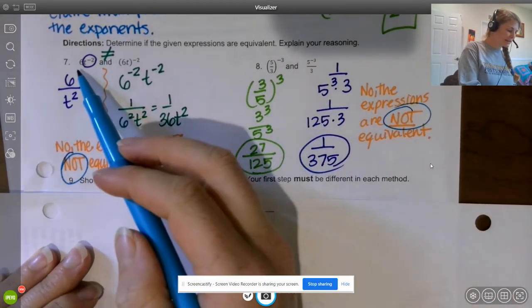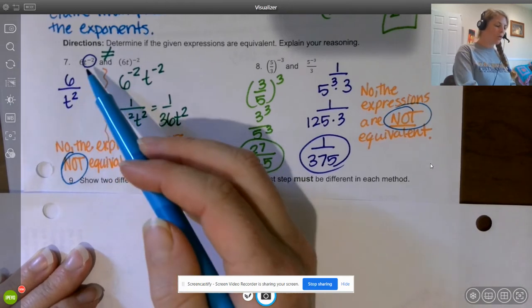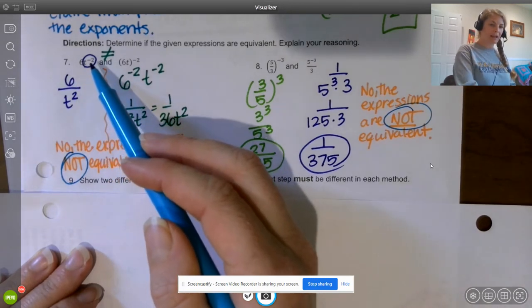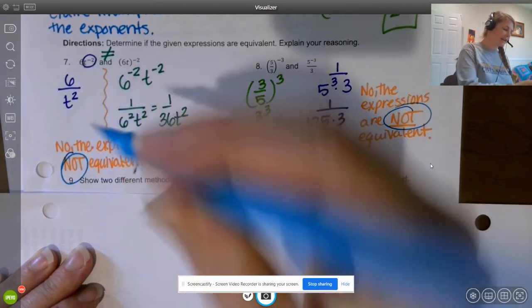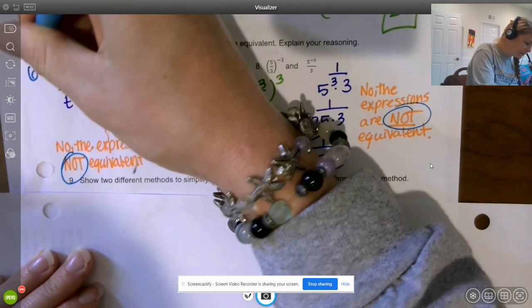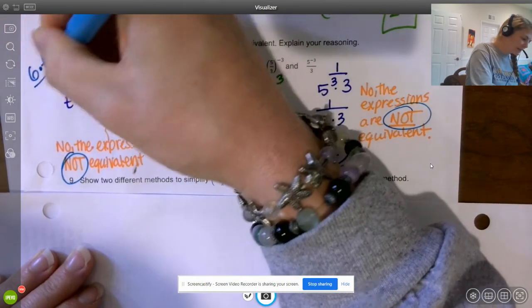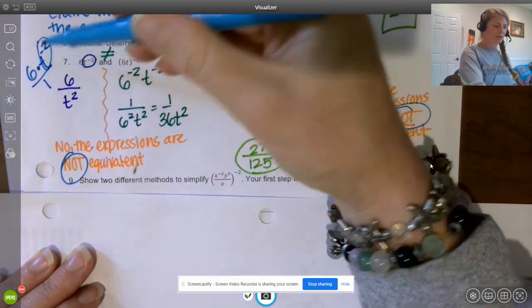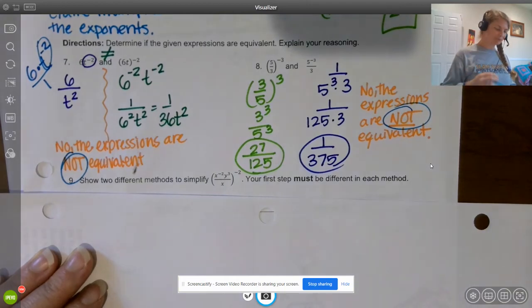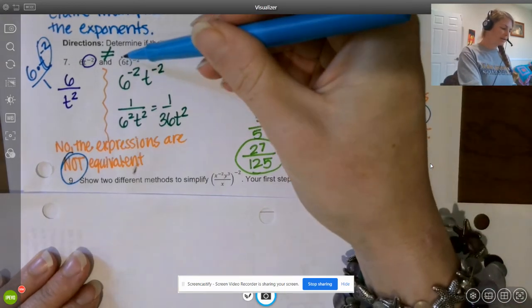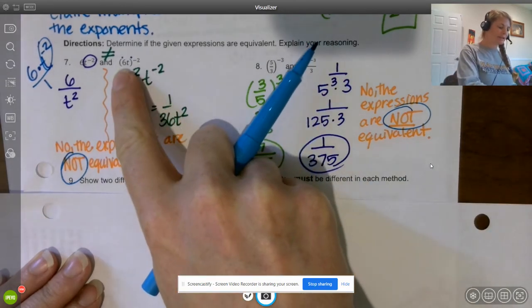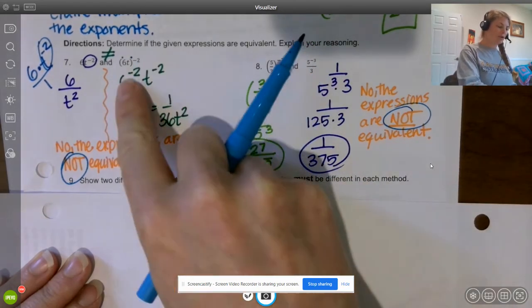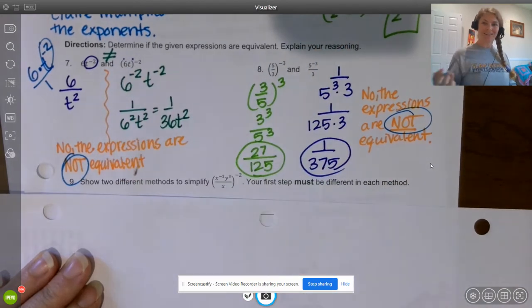Taking a look at the work, 6t to the negative second, the negative 2 exponent only belongs to the t. You can think about it as 6 times t to the negative second. So that's the only power that's going to cross the line and change the sign. Where over here, because of the parentheses around all of the 6t, this negative 2 exponent belongs to the 6 and to the t. So both those powers have to cross the line and change the sign of their exponent.